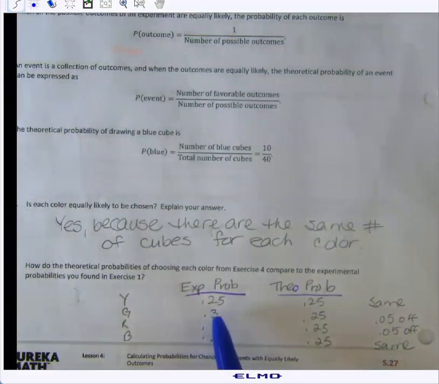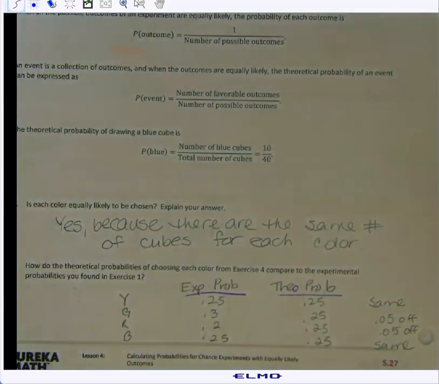So they're calculated similarly. Experimental is based on the number of successes you actually get when you do an experiment. The best way to think about experimental probability is something like shooting baskets, because you cannot know the theoretical probability of shooting baskets. There's just no way.